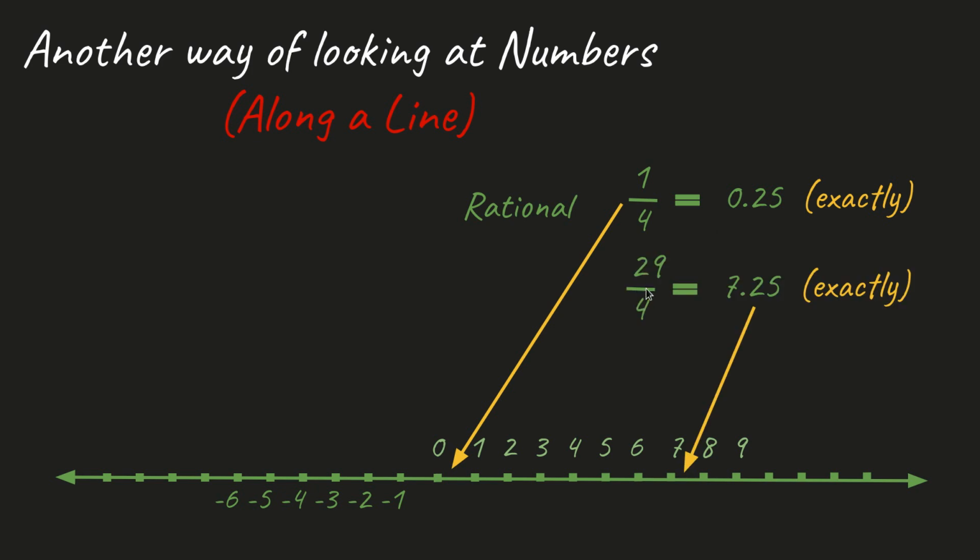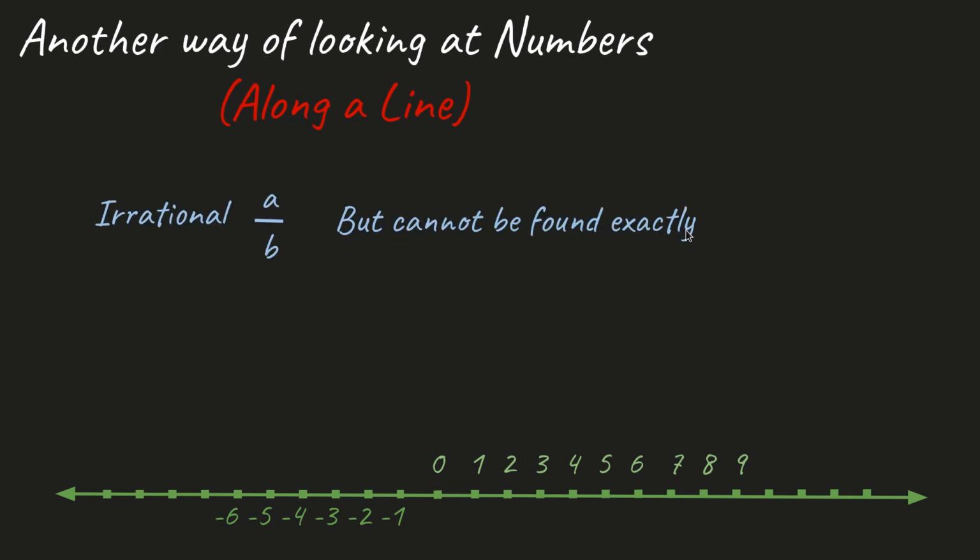29 upon 4 is also a rational number. It's a ratio, 29 to 4, 4 goes into 29, 7 and a quarter times, or 7.25. And we can exactly see where 7.25 lies. We can pin it down exactly on the line, right? And we're not concerned about it anymore. We know exactly where it is, right?